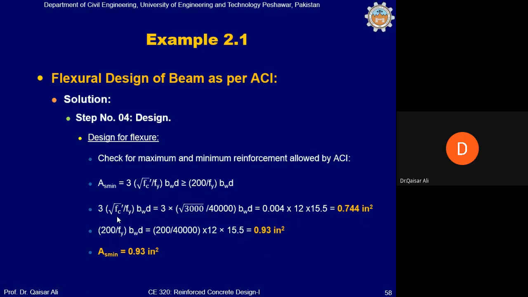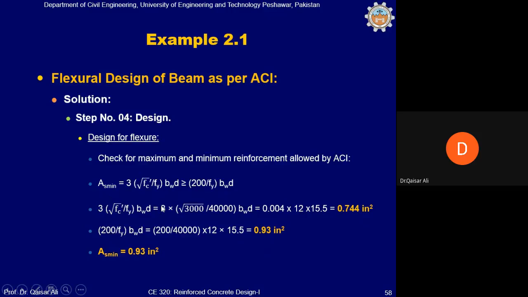As long as fc prime is not greater than 4500 psi, the second equation, 200 divided by fy bwd, will always give you the greater value than this equation. Because if you substitute the value of 4500 psi in this equation, 3 times the square root of 4500 psi will become almost equal to 200. And any value of fc prime greater than 4500 psi will give you 3 times the square root of fc prime greater than this 200.